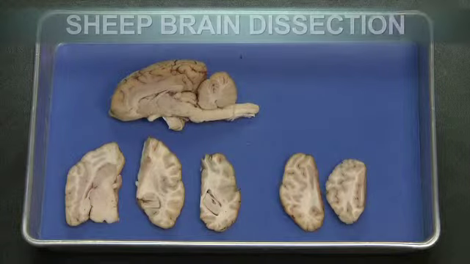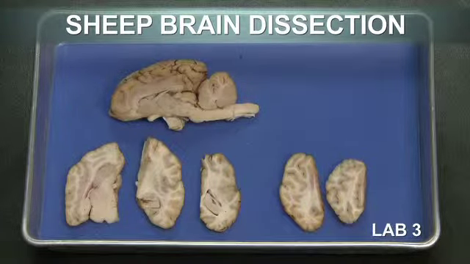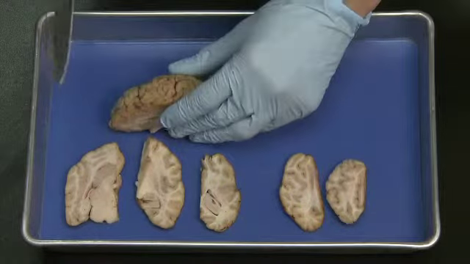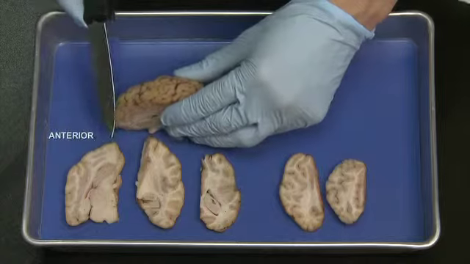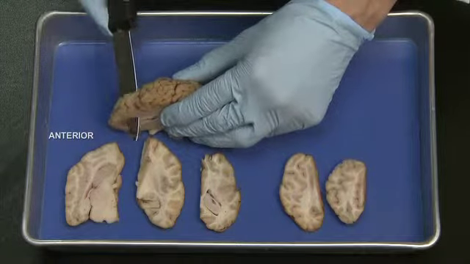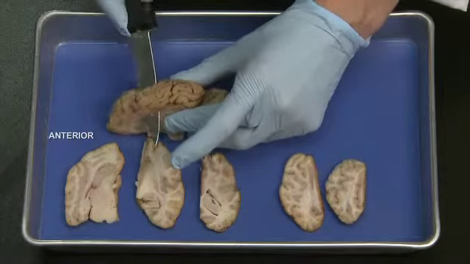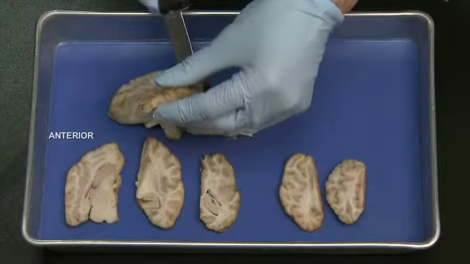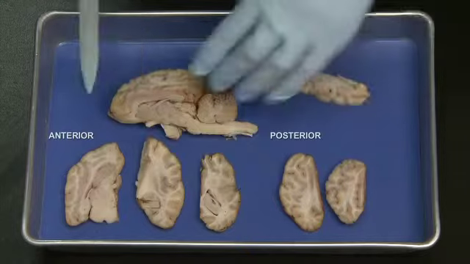In Sheep Brain Dissection Lab 3, we will make horizontal sections of the right half of the brain at 3 different levels and identify and draw structures visible at each level. Horizontal cuts are produced by placing a knife at the anterior end of the brain and slicing back to the posterior end. We will start from the top of the brain and cut sections toward the bottom.